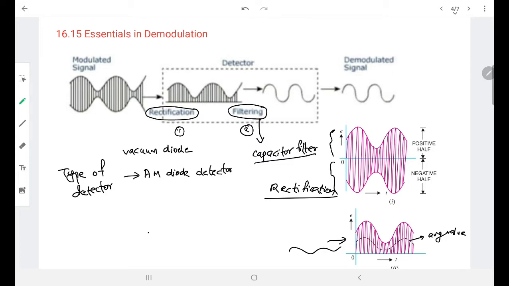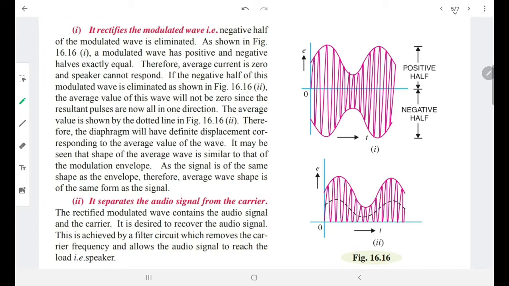What will the capacitor filter do? The capacitor filter will bypass all the RF, or radio frequency, high frequency components through it, and we will obtain only the desired frequency signal in the output after filtration. So the two main processes are rectification and filtration. These two processes are done in a detector or demodulator, and after that we will get a demodulated signal. This explanation is given here. You can go through it.